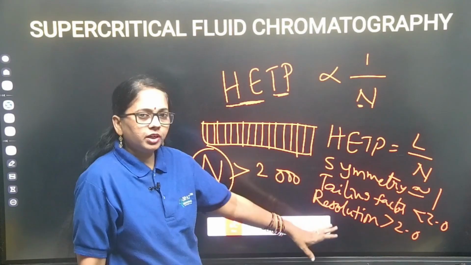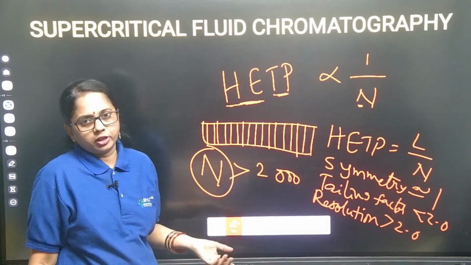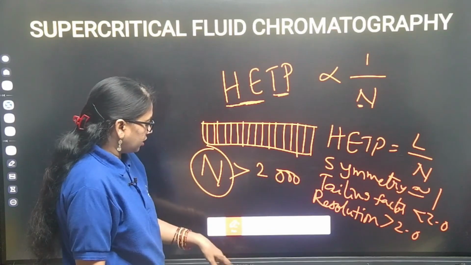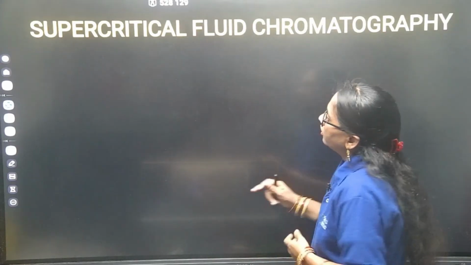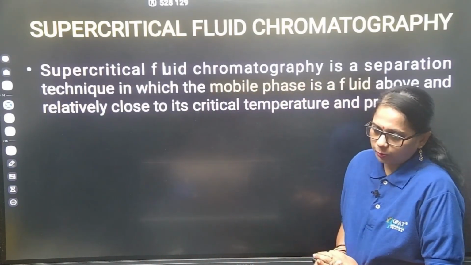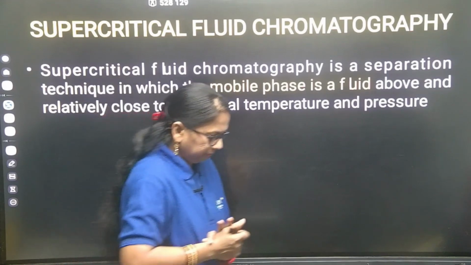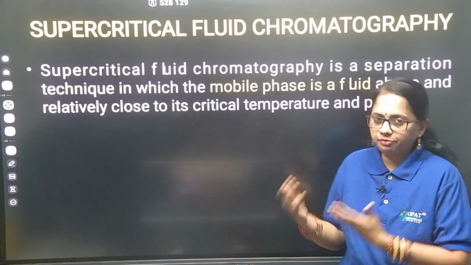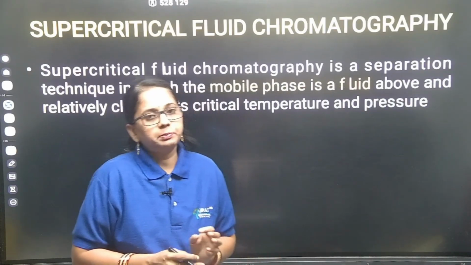So like that, some important parameters are there in order to perform any type of separation on liquid chromatography methods. And if you see another type of chromatography technique, apart from liquid chromatography and gas chromatography, we have one more technique called supercritical fluid chromatography. In this, there is not much difference except the mobile phase. It is a separation technique in which the mobile phase is a fluid above the critical point, not a liquid and not a gas. It depends very much on the critical temperature and pressure, which are very important.